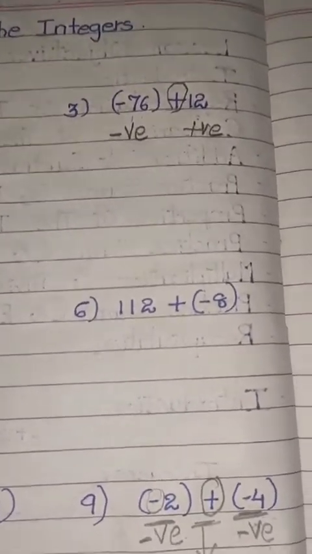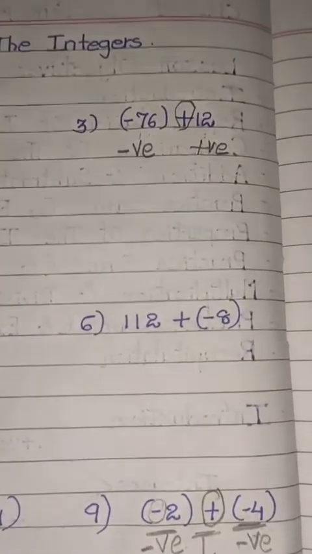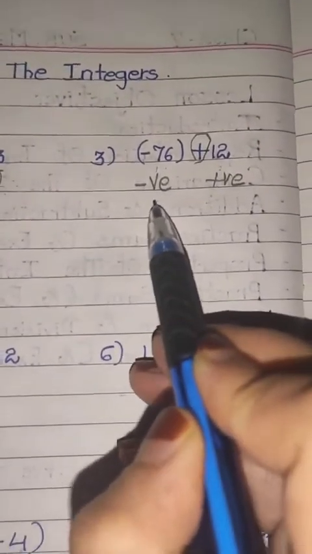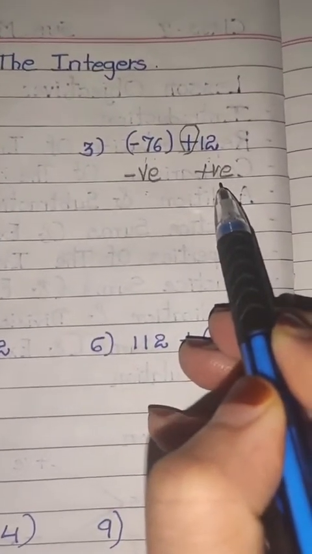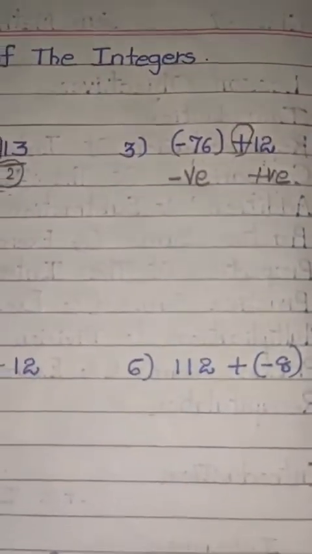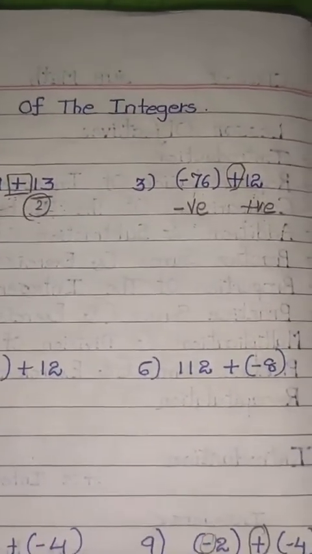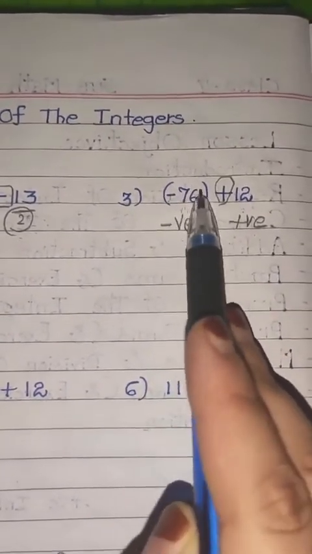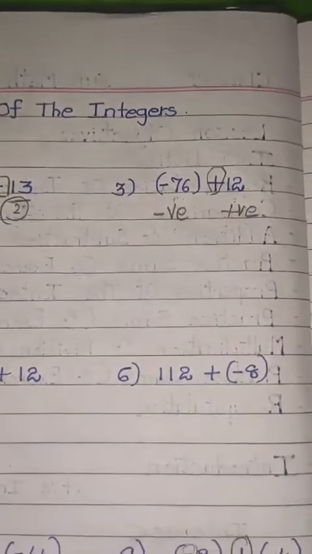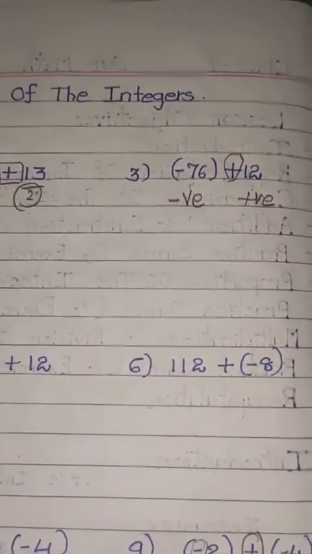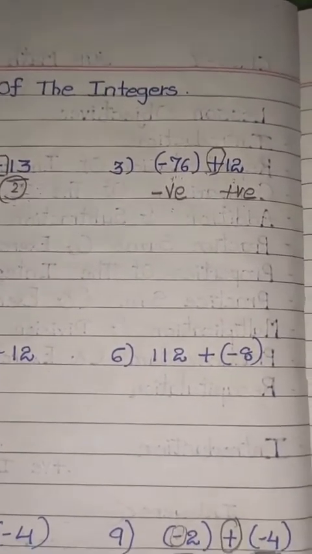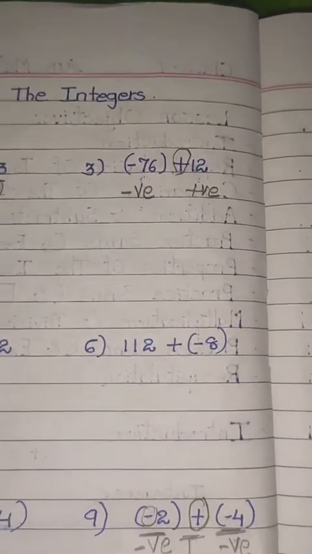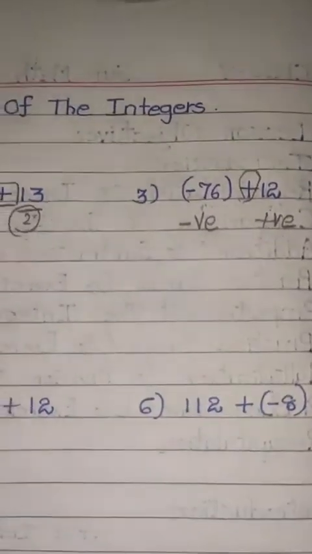Now, let's move to another type of sum: if one is negative and another is positive, then how can we add? Keep one thing in your mind. A negative integer you should always write in a bracket. It will become easier for you and you will not get confused. So always try to write negative integers in a bracket.